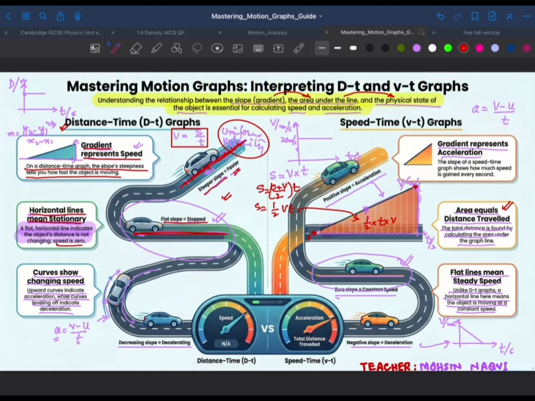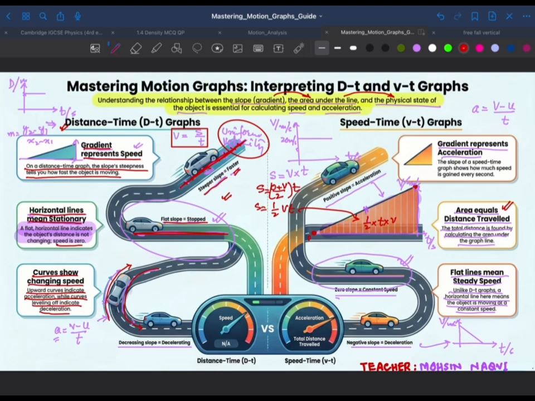But when you are considering this situation, here you can say that the gradient is increasing. So, gradient increasing means velocity is increasing. And if you consider this way, then the slope is decreasing. It means that the body is decelerating, that is, velocity is decreasing with time. So when you show it in this way, the curves show changing speed. Upward curves indicate acceleration, while the curves leveling off indicate deceleration.